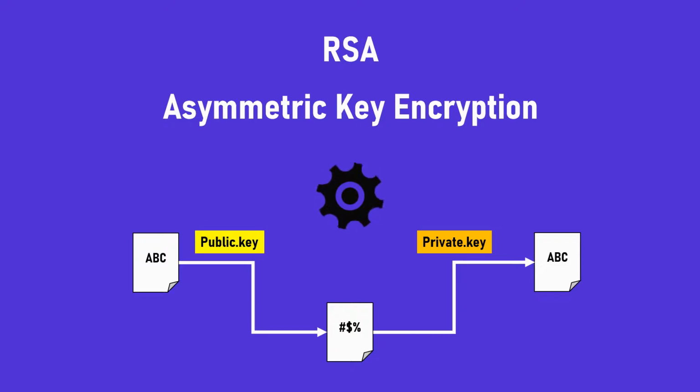So that means both keys are different. If you look at that, the public key over here is shown in yellow and the private key over there is shown in orange. That is why we are calling it asymmetric key encryption.